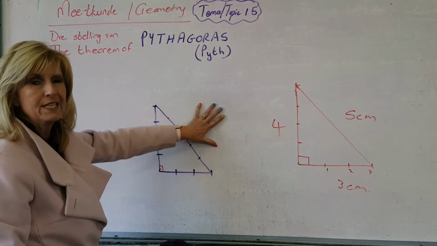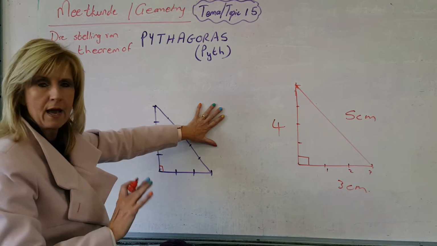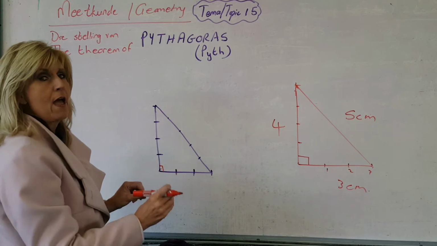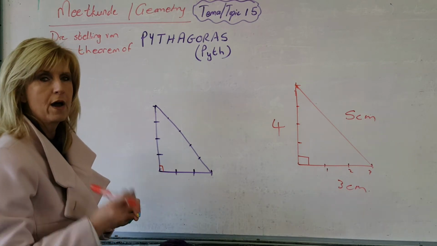Die stelling praat van die vierkant op die skynsy. I haven't given you the theorem yet. I'm not going to give it to you. We're first going to just check it out. But it's all about the square on the hypotenuse side.